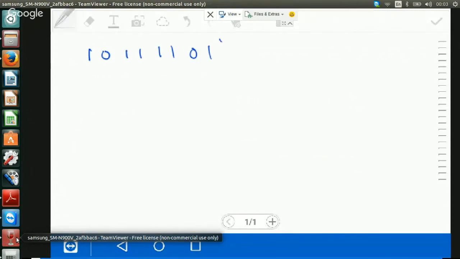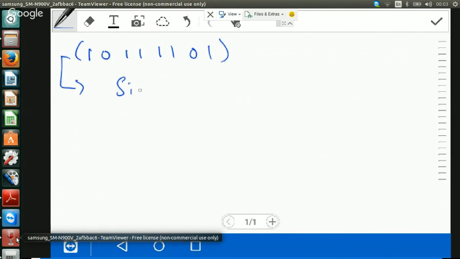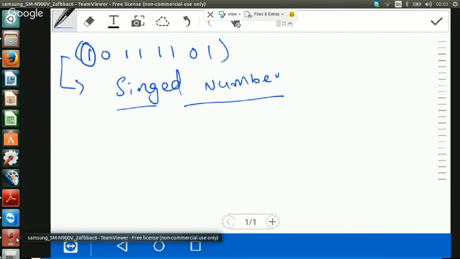10111101. This is the number, and it is specified as a signed number. It is starting with a 1, so it's confirmed that this number is a negative number. So now it is confirmed, we are going to convert only this set of data.